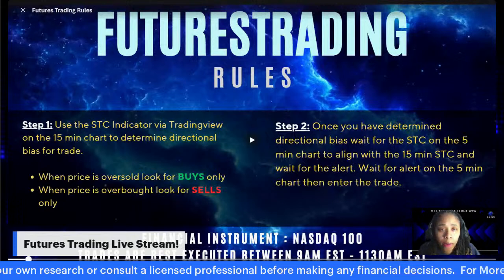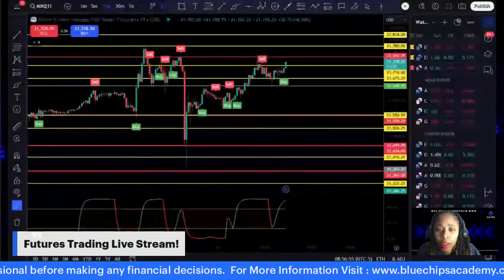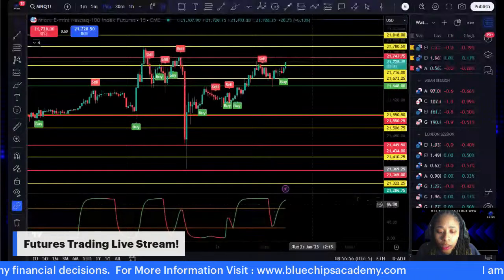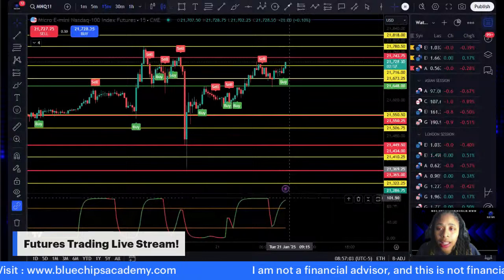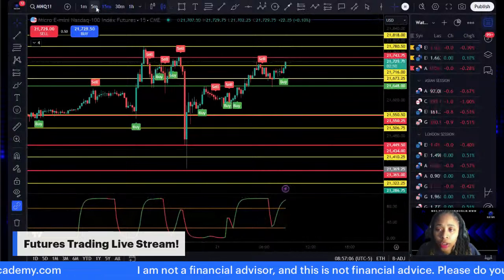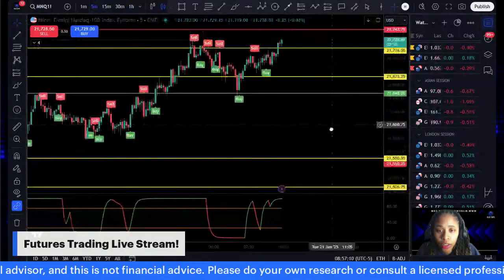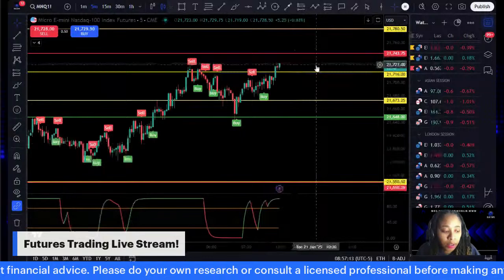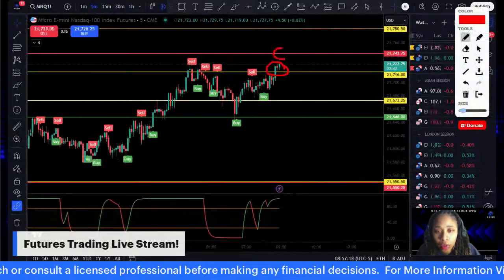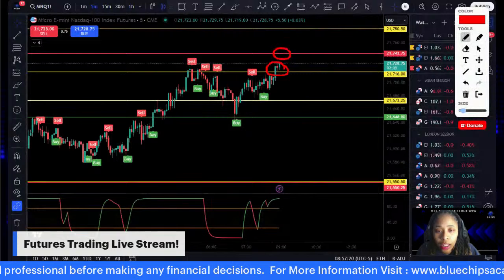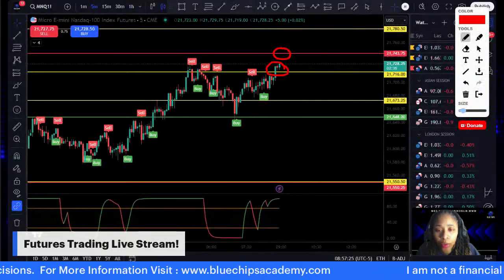So let's go to our chart and see what the 5-minute looks like. Again, the 15-minute tells us what to look for, the directional bias, so we're looking for sells. The 5-minute chart tells us when to get in, our entry. So if we see a sell signal, especially around this level, either here or here, and we get a nice bearish candle, we look for a possible sell.